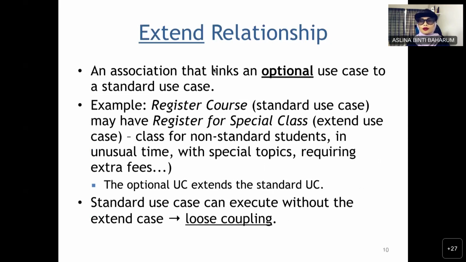For extend, it's optional. You may or may not have it in the system. Example: to register a course, you may have a registration for a special class. But this is optional. Some have the special class, some have not. So we call the extend relationship loose coupling. Loose, just not tight. Tight is mandatory, you must have. Extend is loose, you may not have the relationship.